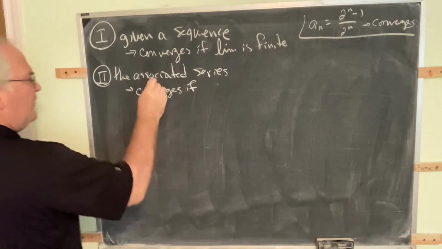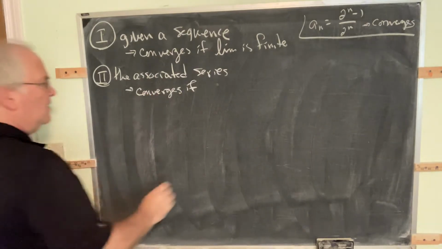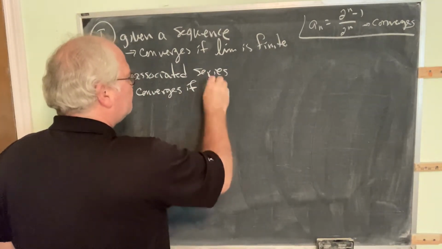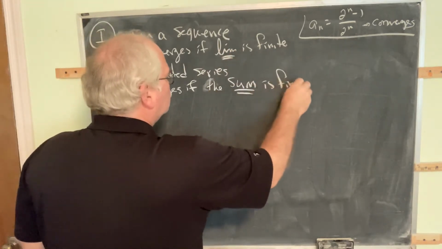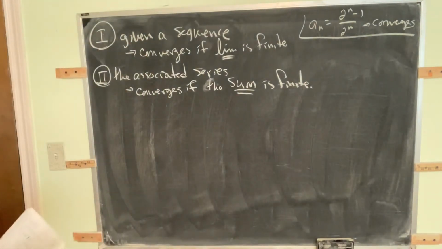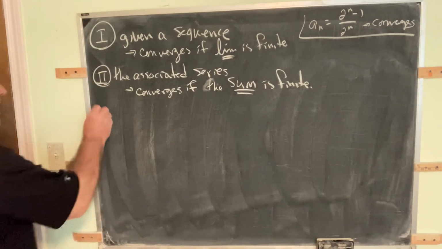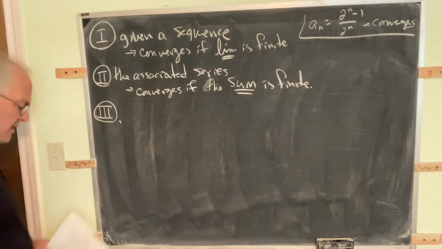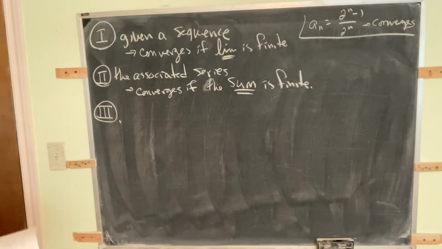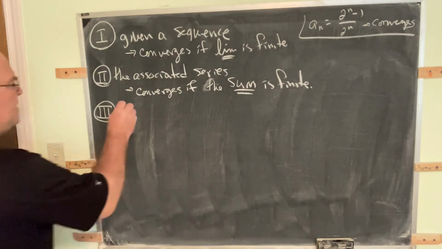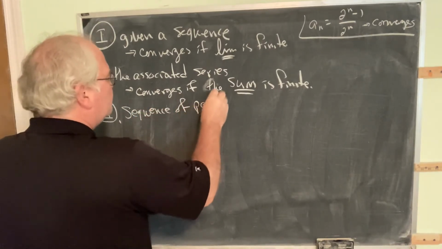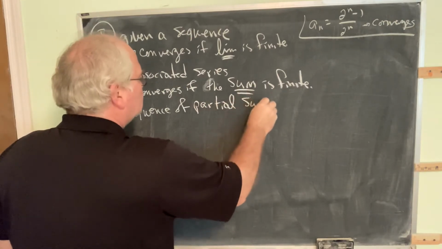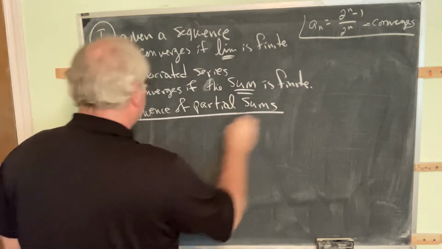So what does it mean for a series to converge? The series converges if the sum is finite. All right? And then we have a new entity in play here. We have a new player in our game. It's called the sequence of partial sums. The sequence of partial sums.